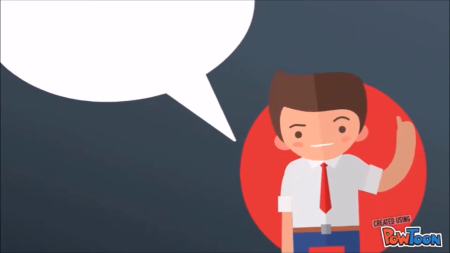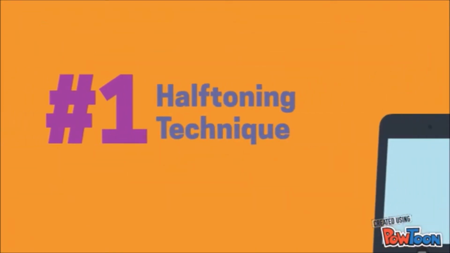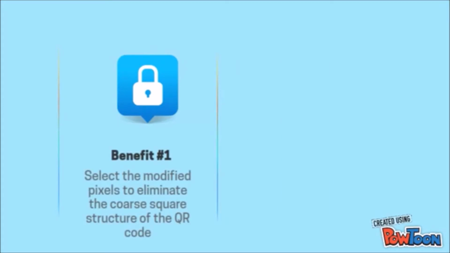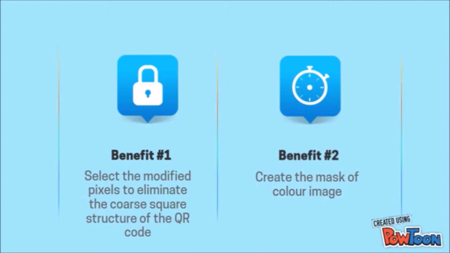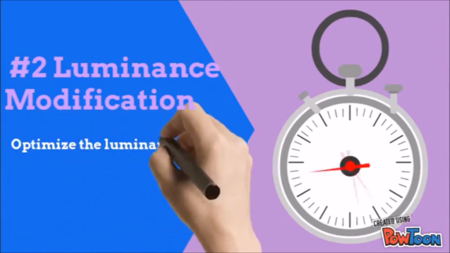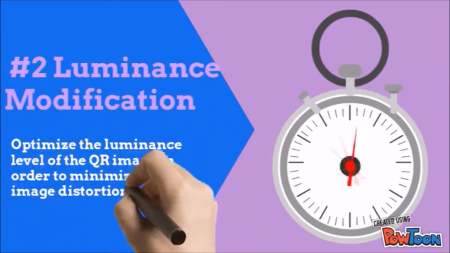This method could be accomplished with 2 types of technique. The first technique used is the half-toning technique. This technique is used to select the modified pixels to eliminate the coarse square structure of the QR code and create the mask of the color image. The second technique is luminance modification, where it is used to optimize the luminance level of the QR image in order to minimize the image distortion.